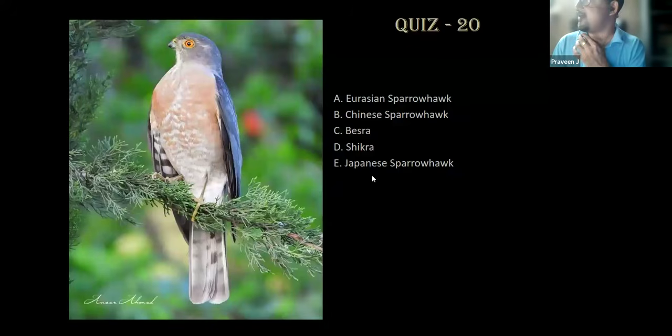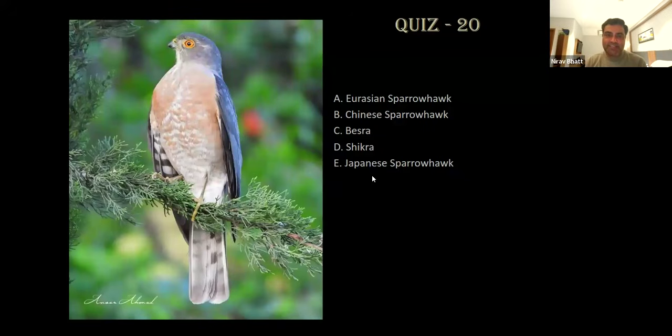Very interestingly, 30, 30, 30 division between Besra, Shikra, and Japanese Sparrowhawk. Correct. That is what is expected because these are confusing birds. So even if you get it wrong, it is okay. You need to focus on what are important ID pointers, and how do you justify what you think it is. It is more important here. Okay, so we are getting an increasing number of Besras here, followed by Shikra. So yes, it is an adult Besra.